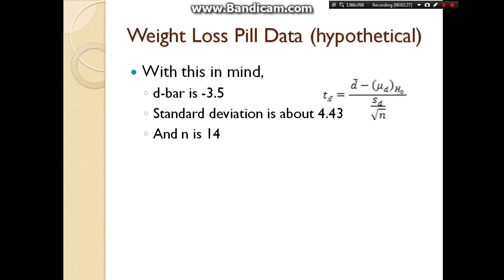Once again, here's our equation. So we're going to plug them in appropriately. Again, our hypothesized difference is 0. Right? The null hypothesis is going to be there is no difference between having the pill and not having the pill. And when all is said and done, you should get this equation set up. Here's negative 3.5 in the numerator, 4.43 for our standard deviation, and square root of 14 for our n.